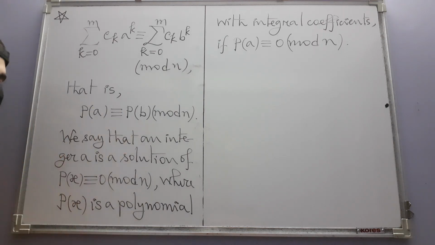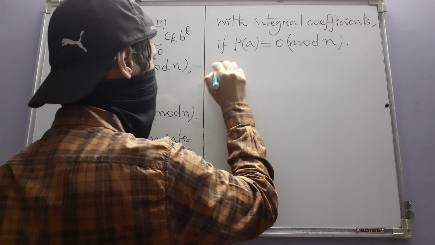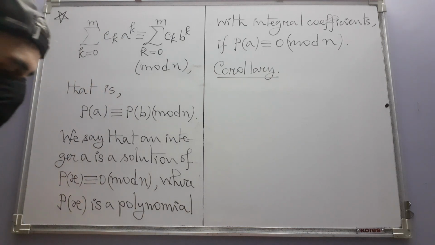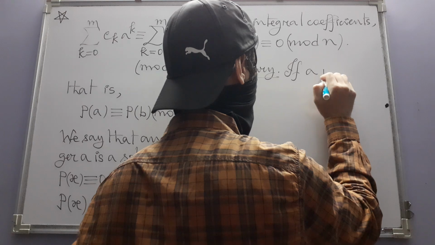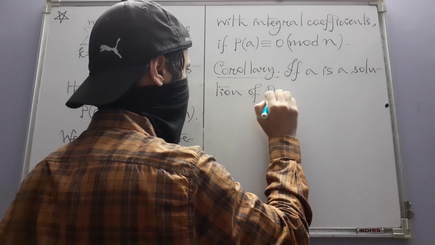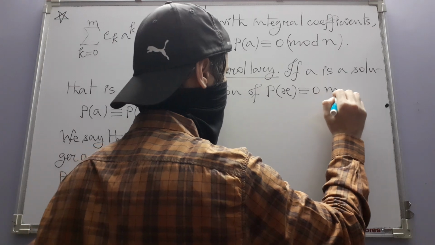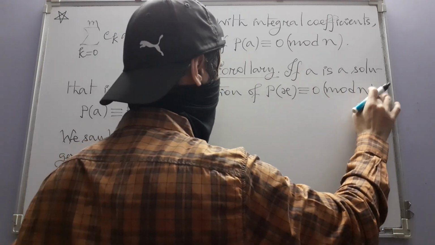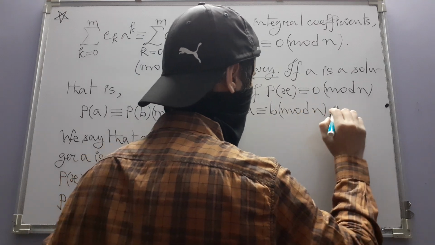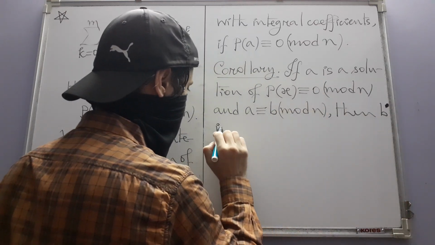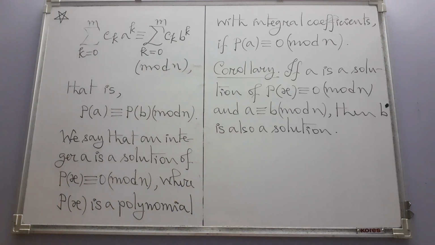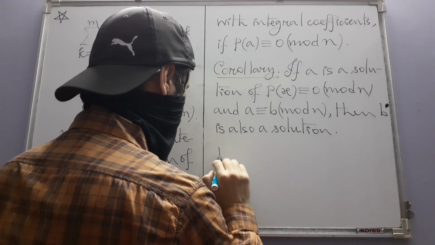And now the above theorem has a small corollary. The corollary says this: if a is a solution of the congruence P of x congruent to 0 mod n, and a is congruent to b mod n, then b is also a solution. Okay, so let's see the proof.